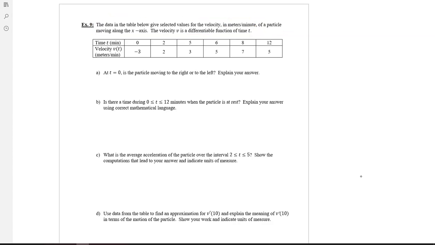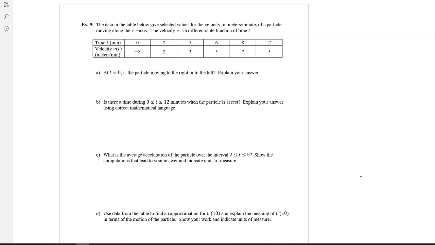Of a particle moving along the x-axis. Okay, so we're moving left and right. The velocity v is a differentiable function of time t. So differentiable, that means we are able to differentiate it, right? So in other words, we can find the acceleration. And acceleration should exist everywhere for some time t. Okay, and then there's our table.